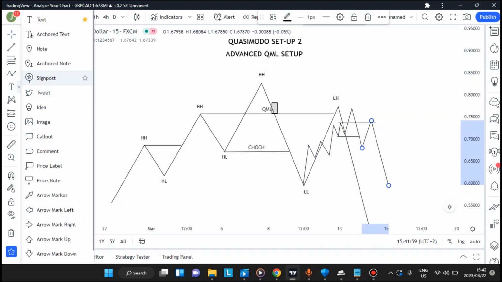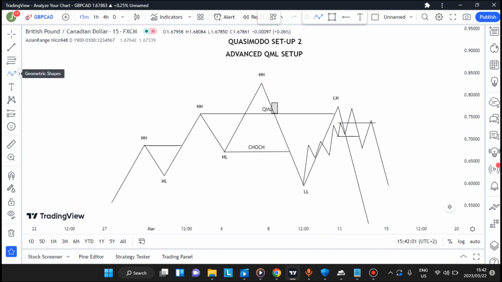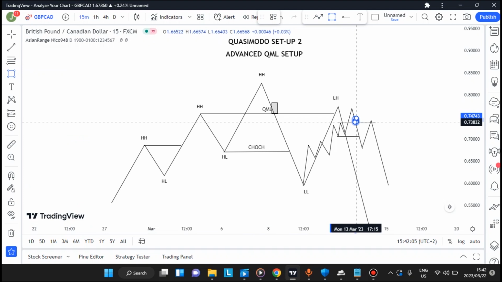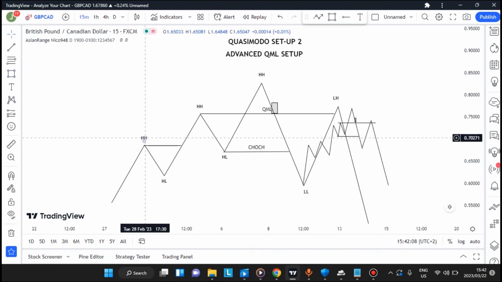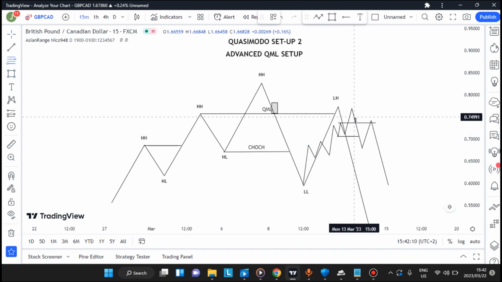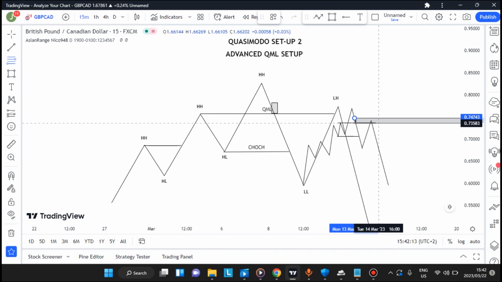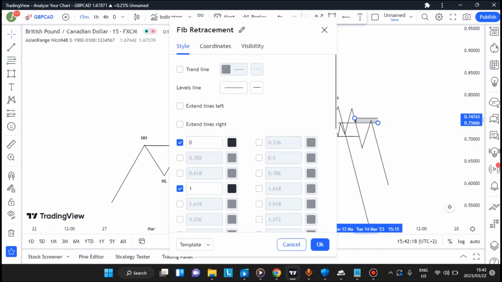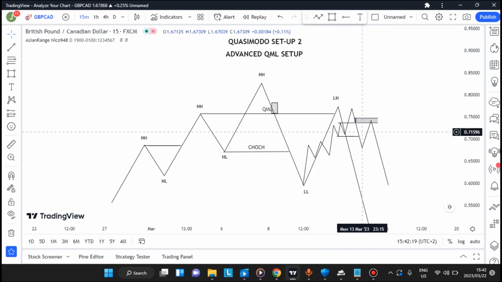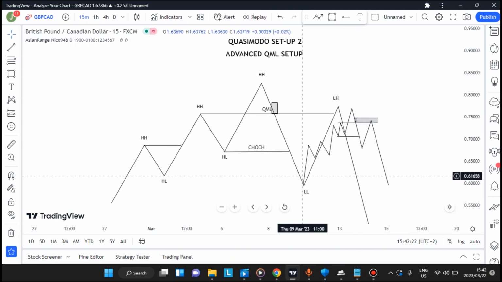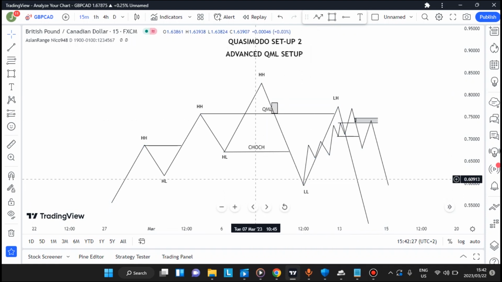So another block is likely to be here. You are likely to find an order block there. So you take your trade from that order block going all the way to the downside. So that's how you can take trades and make profit using the QML. And now we are going to dive into the real chart.